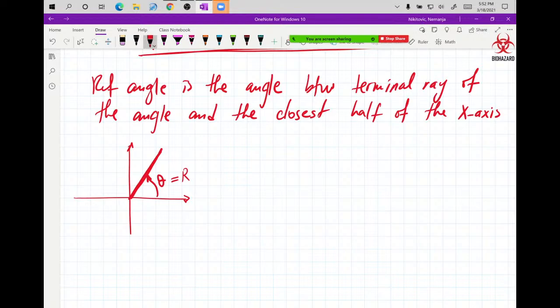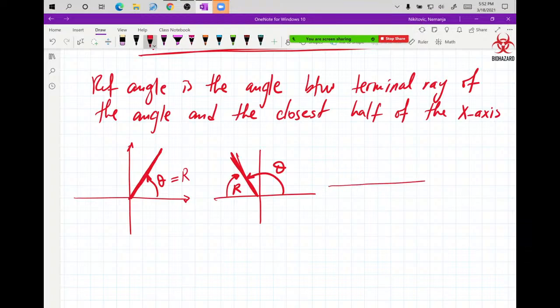Now, if your angle is in the second quadrant, then your reference angle R is here, because it needs to be the angle between the terminal ray and the closest half of the x-axis, and the closest half now is the negative x-axis. So that will be the reference angle. That reference angle is still less than 90 degrees, so we can use the chart. Now what do you do if the angle is in the third quadrant?